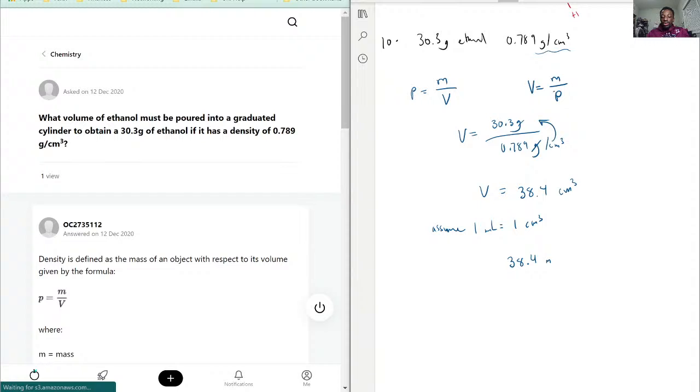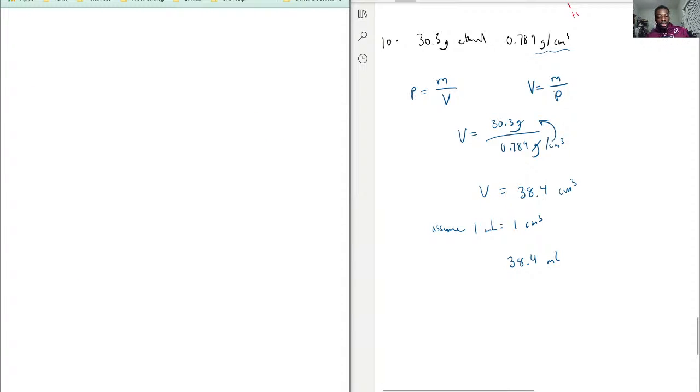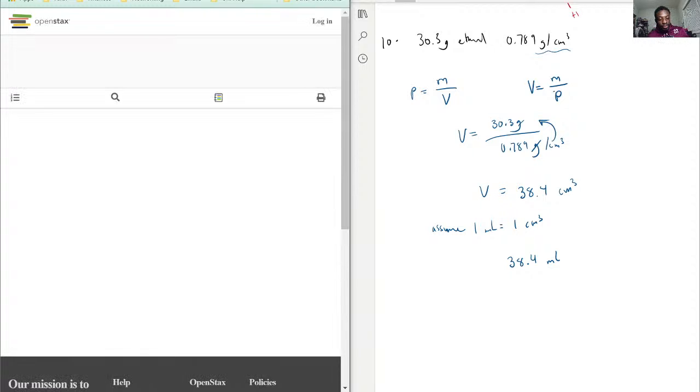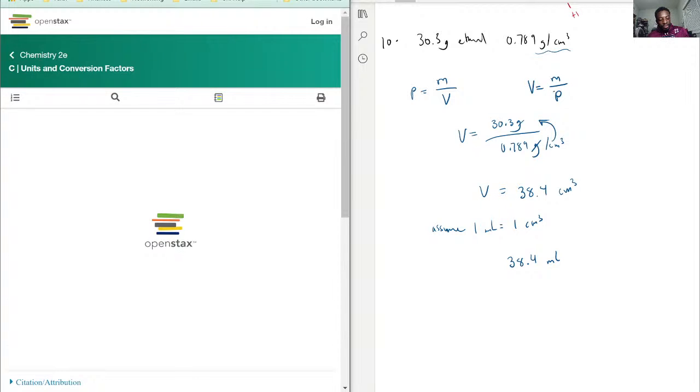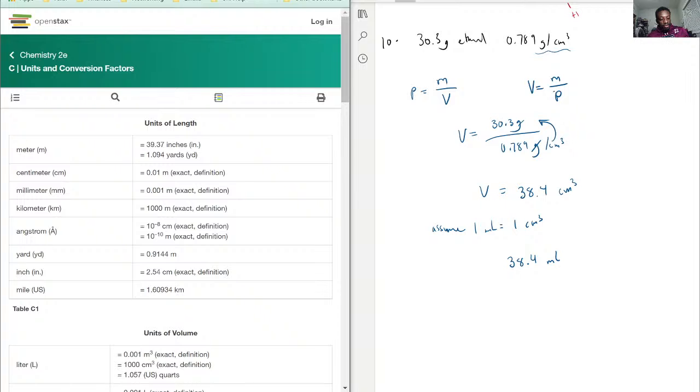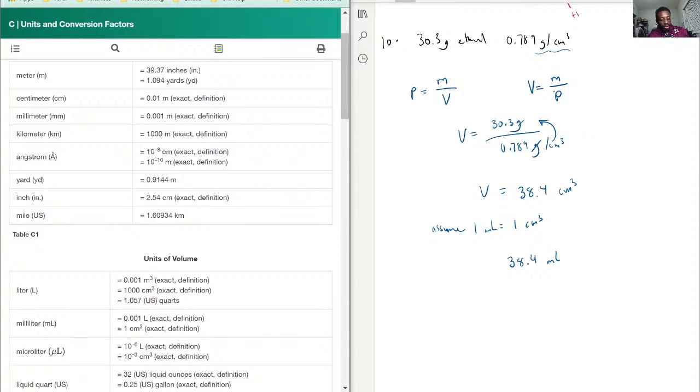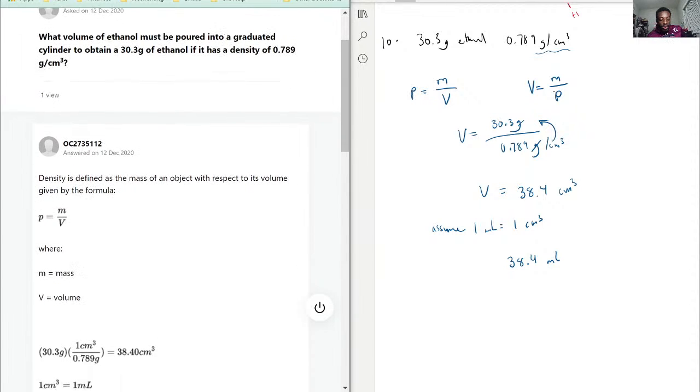Although, is it 1 mL is equal to 1 milliliter cubed? I'm pretty sure that would be the conversion there. I may be wrong, but that's what I would do there. Let's see our units of conversion to double check. Okay, 1 liter is equal to 1,000 centimeters cubed. So 1 milliliter is equal to 1 centimeter cubed. Perfect. And now let's see how we did based on this assumption.